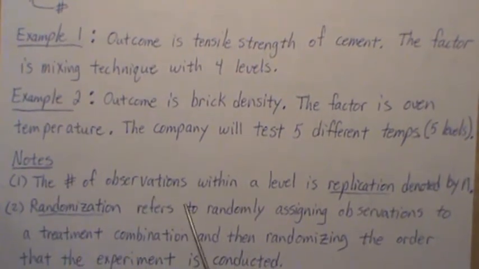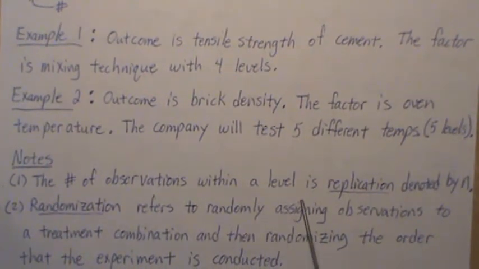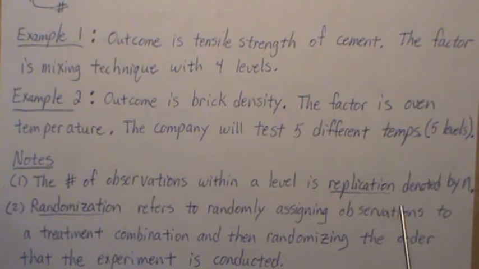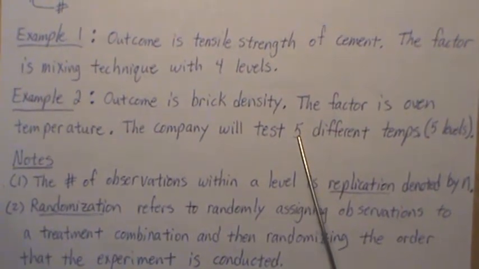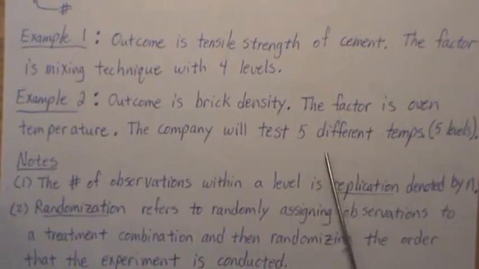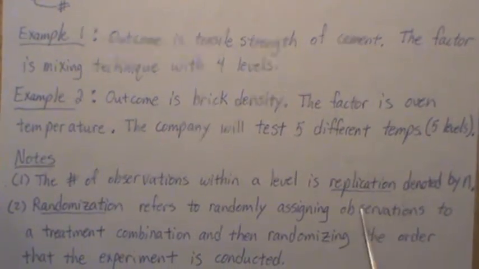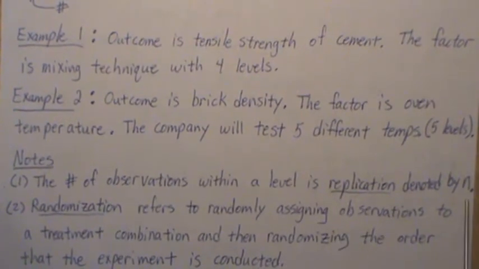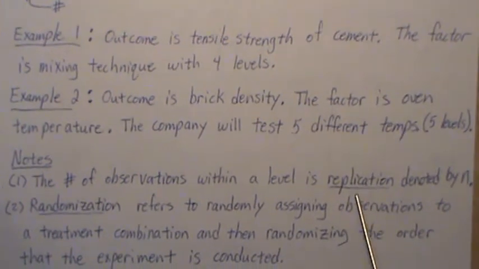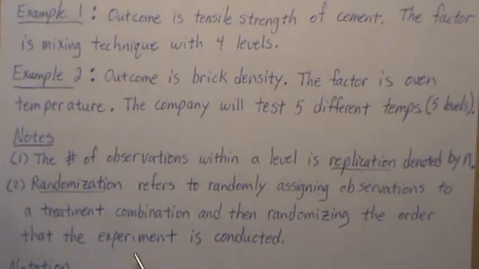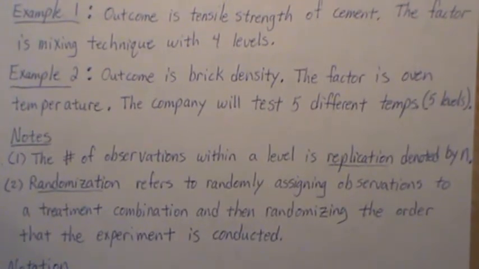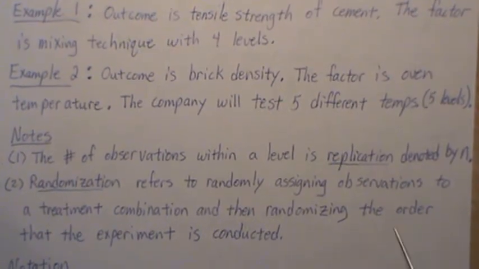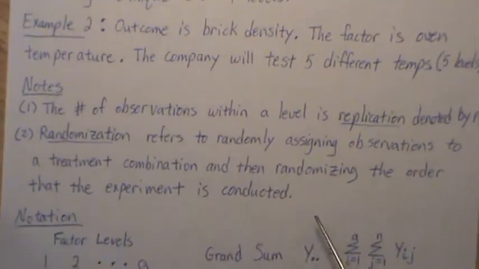Notes: the number of observations within a level is replication, denoted by N. So at these 5 levels, there may be 10 observations within each of the 5 levels. So the N would be 10, because there are 10 replications within each level. Randomization refers to randomly assigning observations to a treatment combination and then randomizing the order in which the experiment is conducted.